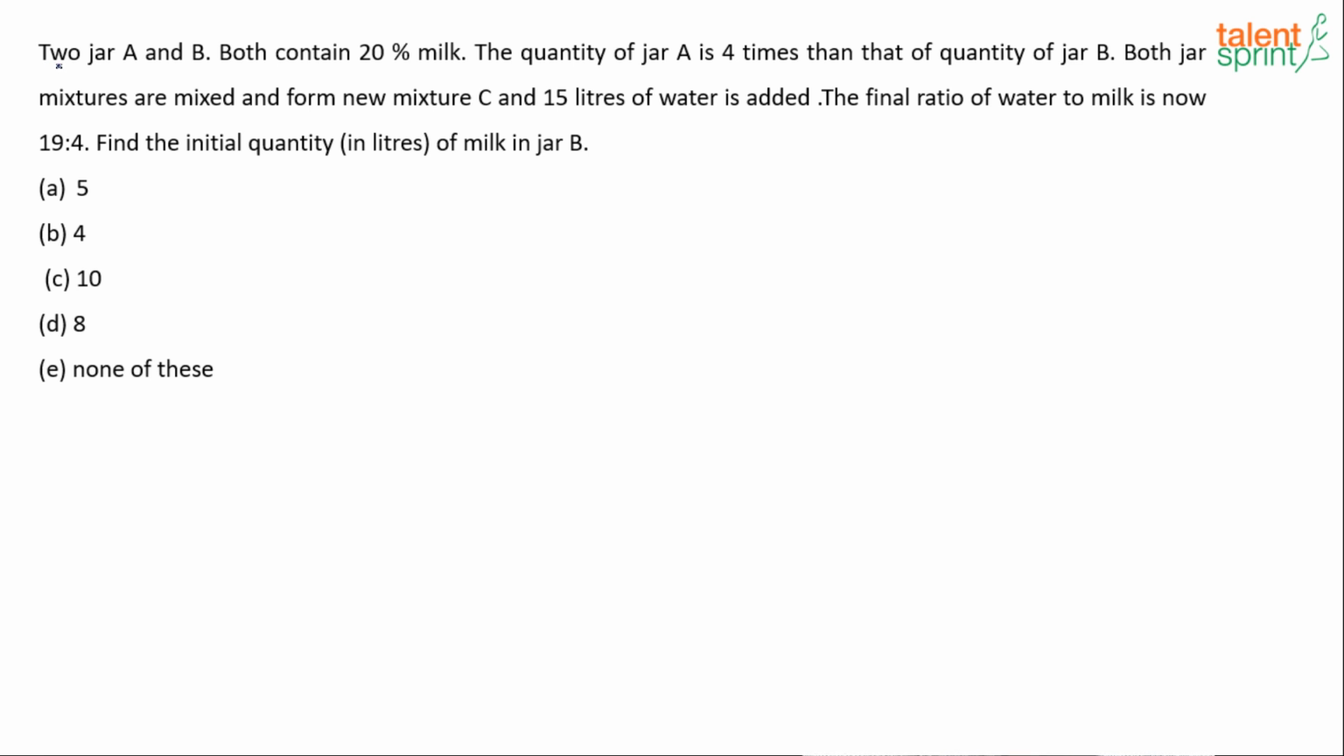Here's the question. There are two jars A and B. Both contain 20% milk. So obviously the balance 80% is water. The quantity of jar A is 4 times the quantity of jar B. Both jar mixtures are mixed and they form a new mixture C. And 15 liters of water is added. The final ratio of water to milk is now 19:4. Find the initial quantity in liters of milk in jar B.